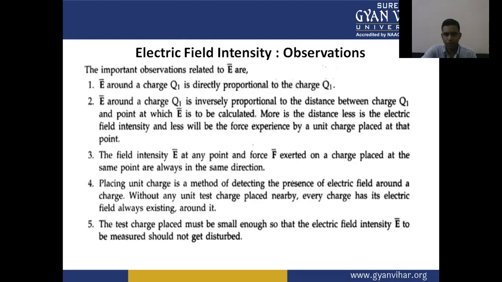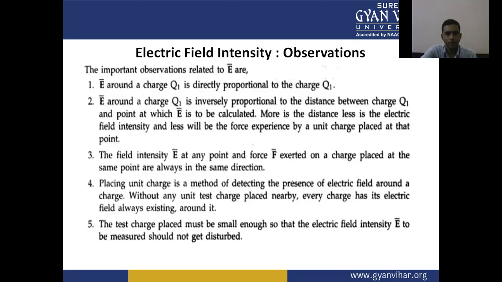Now, important observations after discussing the electric field intensity are: E around a charge Q1 is directly proportional to the charge Q1. E around the charge Q1 is inversely proportional to the square of the distance between the charge Q1 and the point at which E is to be calculated. More is the distance, less is the electric field intensity, and less will be the force experienced by a unit charge placed at the point.